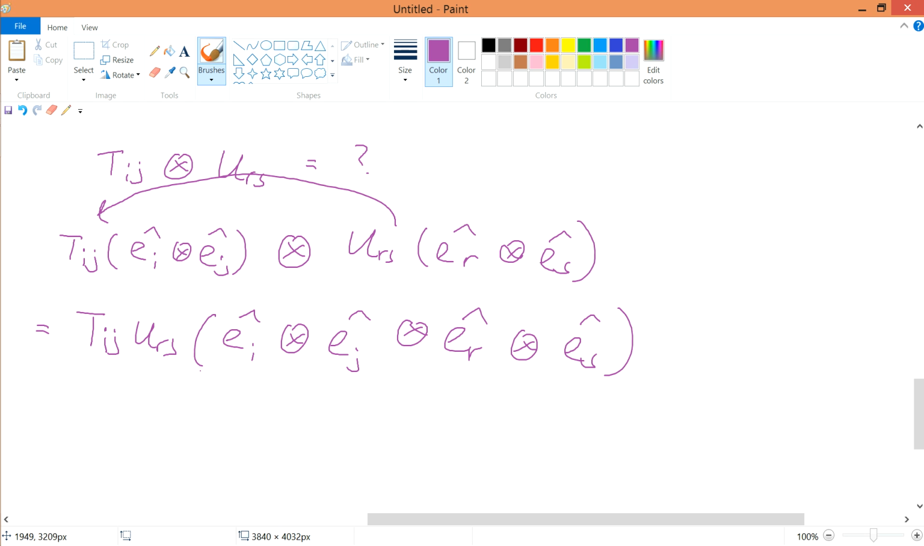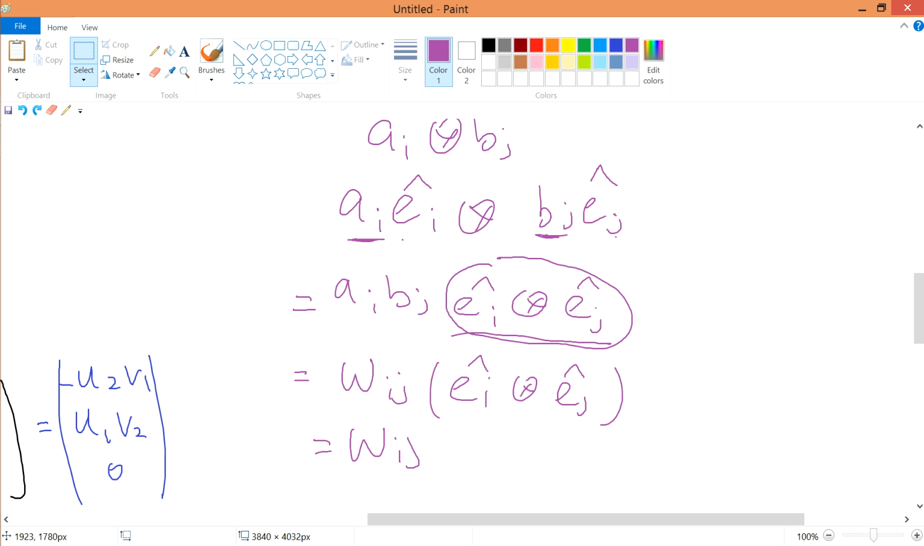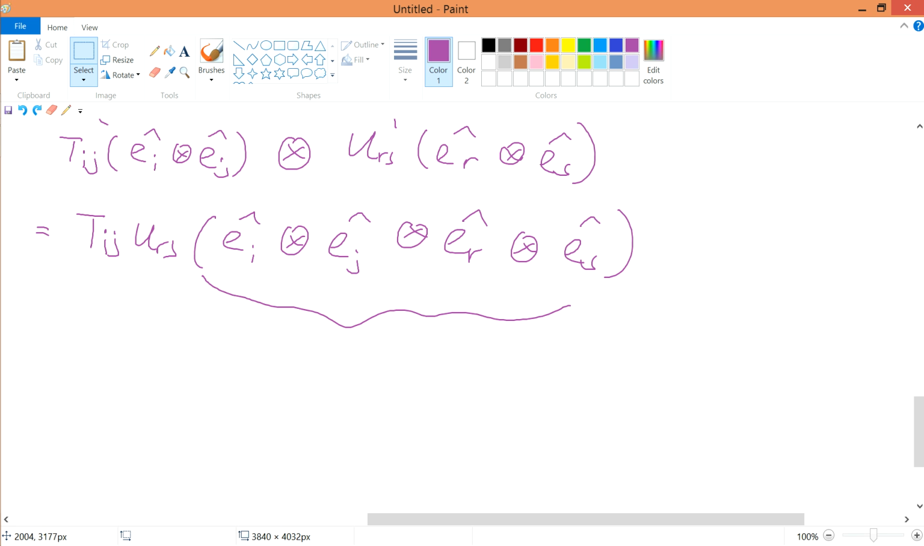Alright, and this is the form in terms of all the basis vector. This is the form in terms of all the components or the scalars. So for higher orders, what I mean is Tijk and then dyadic with Ursp, you'll do the same thing. Alright, so this is just the concept of how to apply. So this is the understanding.